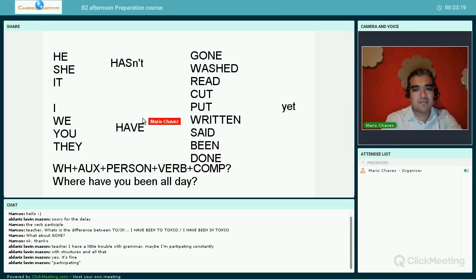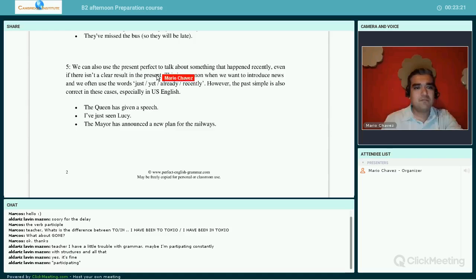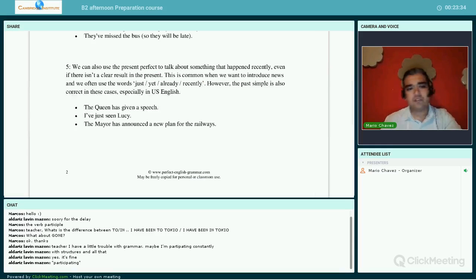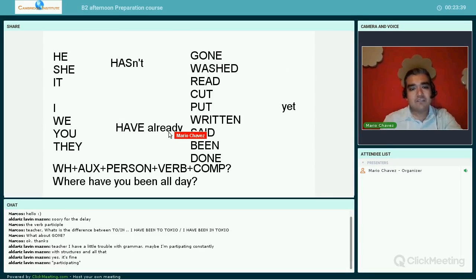Okay, yet. We use it at the end. Already goes after the auxiliary, like in the case of just. Already, we have already read that book, for example. Recently can go after the auxiliary or it can go also at the end. For example, I say, you have read that book recently, or have you read that book recently, right?